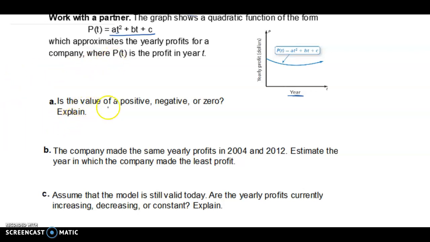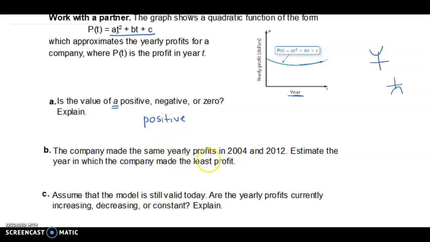Okay, so it says, is the value of A positive, negative, or zero given this graph? Okay, well you should know by now that if A is positive, it goes like this. If A is negative, it goes down like this. So we can't see this turn a lot, it's a very wide graph, but we can definitely see that it is pointing upward, which would make A a positive number. Okay, and once again, that's just because it's pointing up.